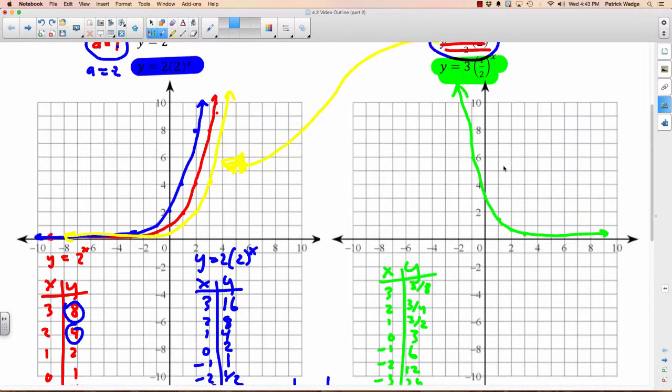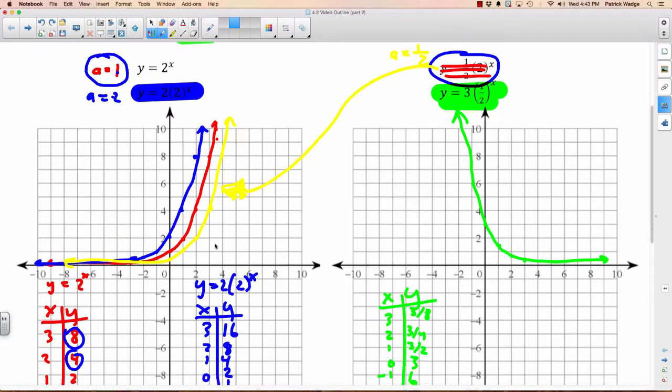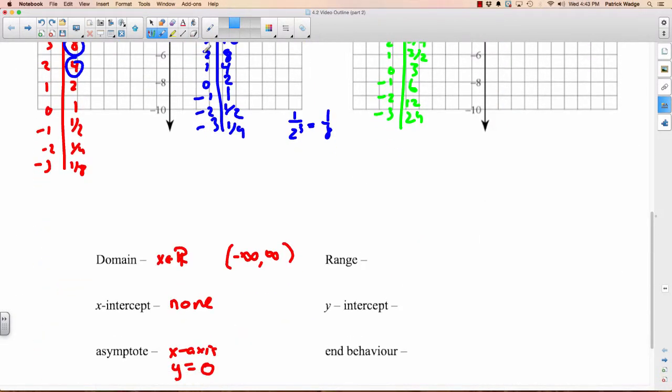The range, so how high do all of these go? They go up forever. How low do they go? Right down to the x-axis, but they never reach it. So they go all the way down to 0, but they don't reach 0.